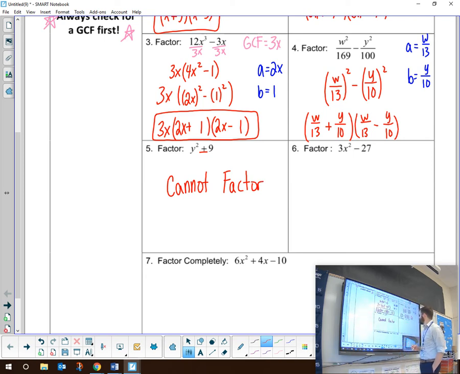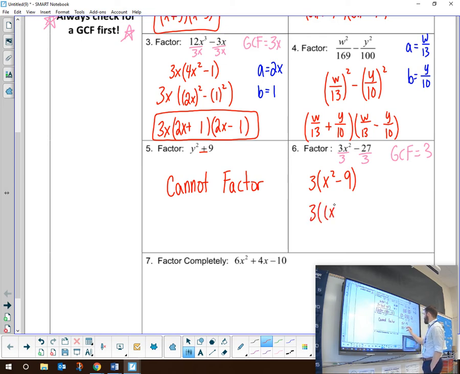Okay, number 6. Ooh, I think we have a GCF here to start. Let's see here. GCF is going to be 3. We can divide this one by 3 and divide this one by 3, right? So let's pull out a 3. Divide both those by 3. We're going to have x squared minus 9. And then here is one that I can factor because both of these are perfect squares and it has a minus in the center.